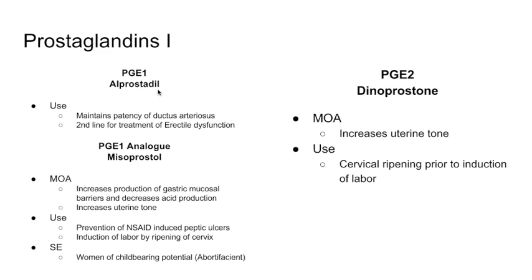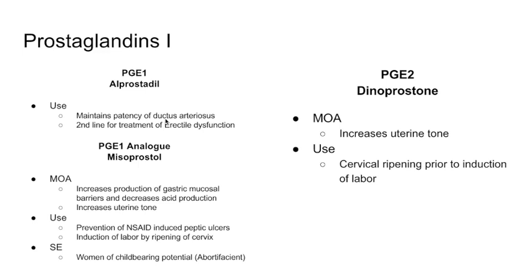And honestly, in pharmacology, the biggest challenge that you will have is knowing the drug name. If you know the drug name, then half the battle is solved. If you know the mechanism of action, then 90% of the battle is solved. So that's what the first drug is called, alprostadil, and it's used to maintain the patency of the ductus arteriosus.